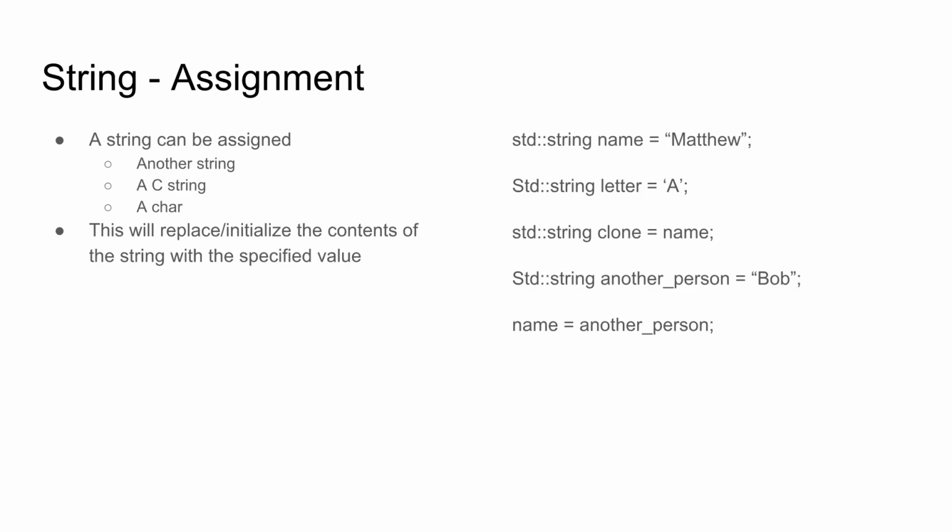So you can assign a string to another string, a C string or a character, and it's going to replace the contents of the string that you have with whatever you set it to. So I can say, hey, I have a string name equals Matthew. It's now equal to MATTHEW. I can set it equal to just a single letter. I can set it equal to another string. Again, another C string, or again, name equals another person. So copy one string to the other.